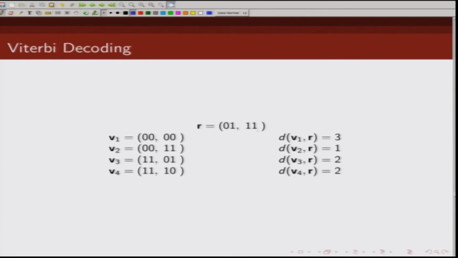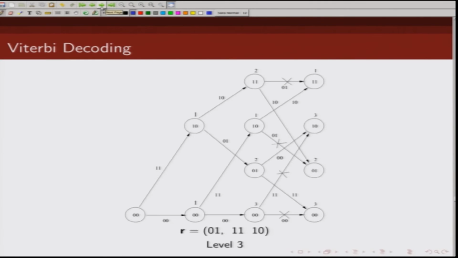Our receive sequence was 0 1 and basically these are the Hamming distances between the code sequence and the receive sequence. Now, once we know what the path metrics are at this time instance, what do we do next? We need to find the path metric here. Now, how do you find the path metric here? Note here we have two branches which are entering the state. One is this, other is this, right.